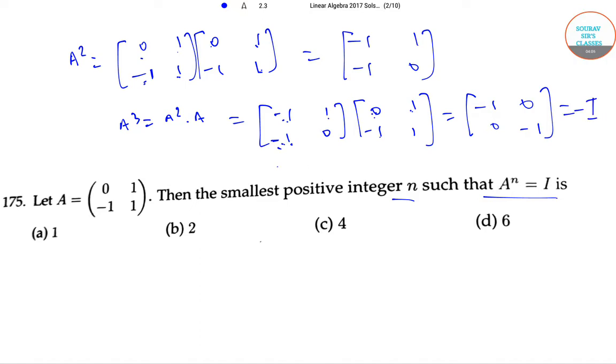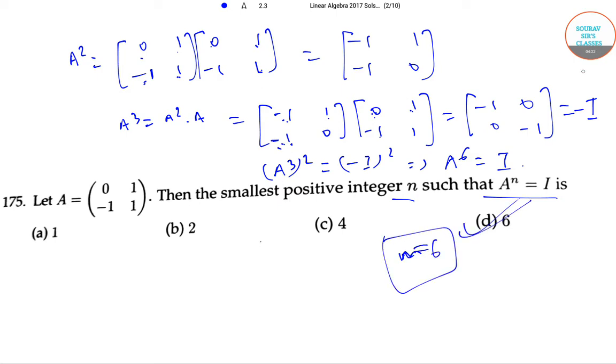Since A cube is equal to minus I, so A cube whole squared would be equal to minus I squared, or A to the power 6 is equal to I. So the value of n is equal to 6. Option D is the correct answer.